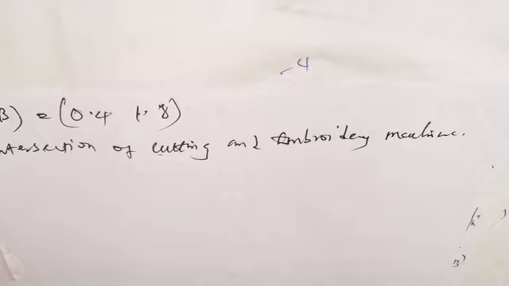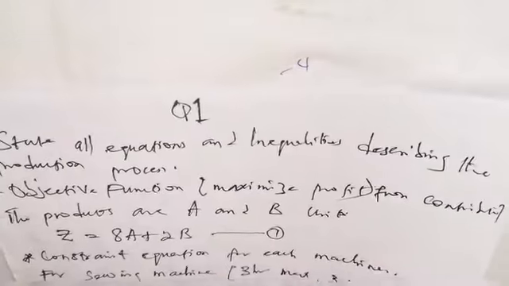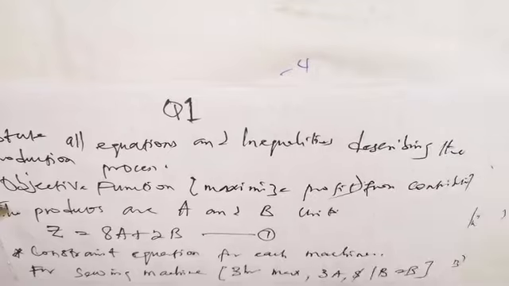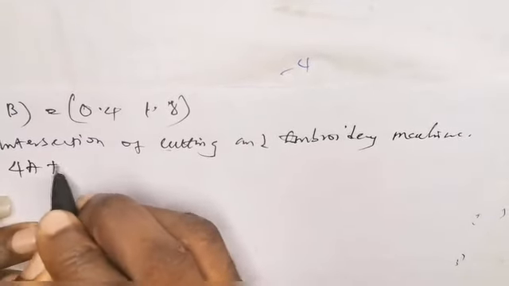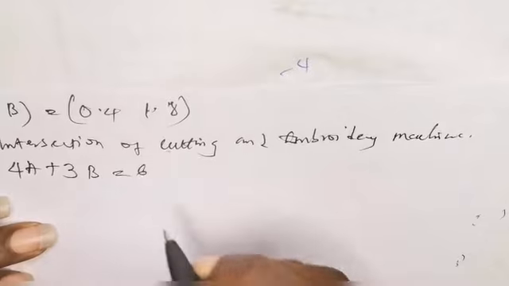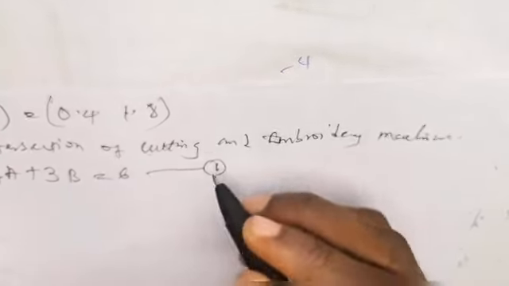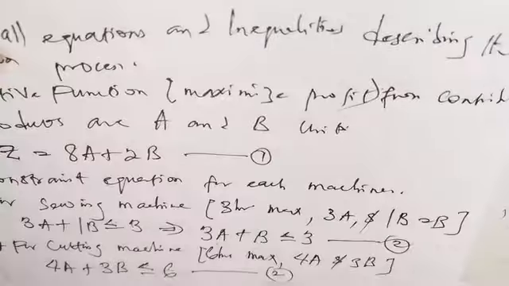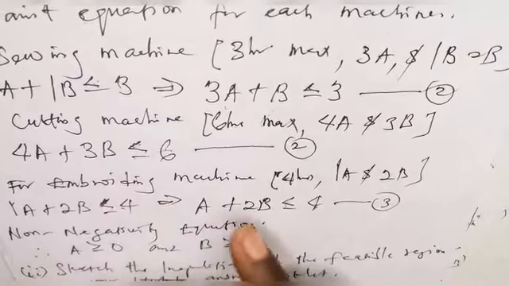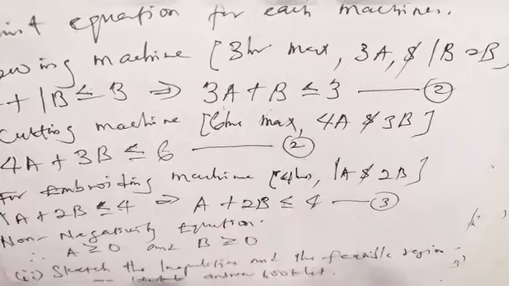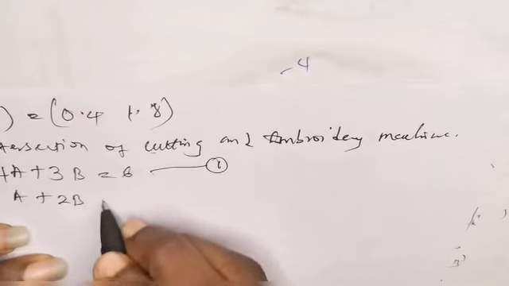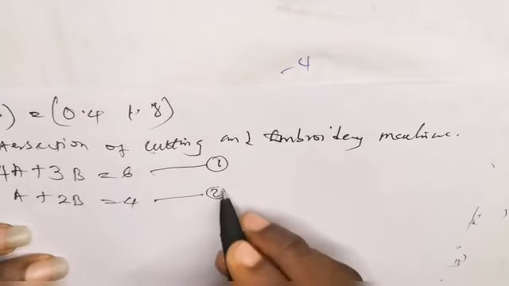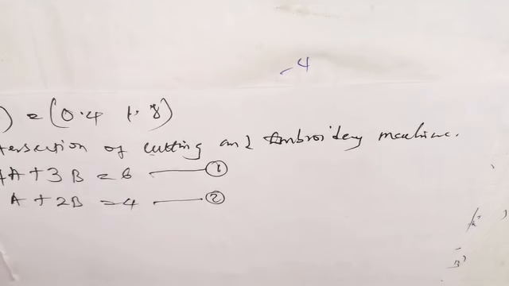Obviously we'll go from their equations. The constraint equation for the cutting machine we have here is 4a plus 3b equals 6. This is for the cutting machine. Call this equation 1. For the embroidery machine, we had a plus 2b equals 4. Call this equation 2. Now I will also choose the elimination method.